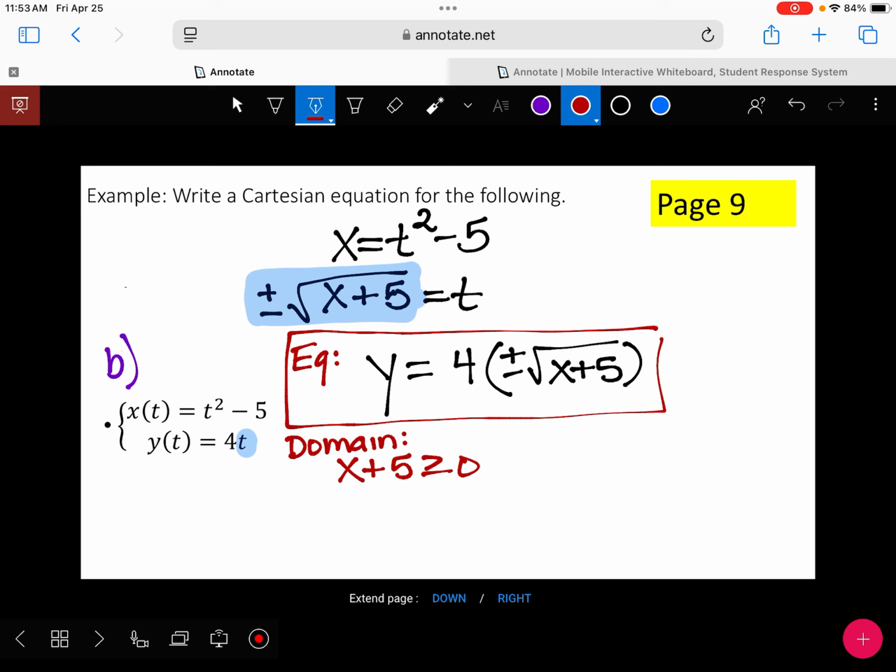Okay. So now let's solve this. How am I going to solve this for x? Subtract the 5. So we have x is greater than or equal to -5. But we do not put anything in algebraic notation. We need to write that in interval notation. So what we're saying is, for this parametric equation, x is going to start at -5 and go to infinity. This would be my domain.